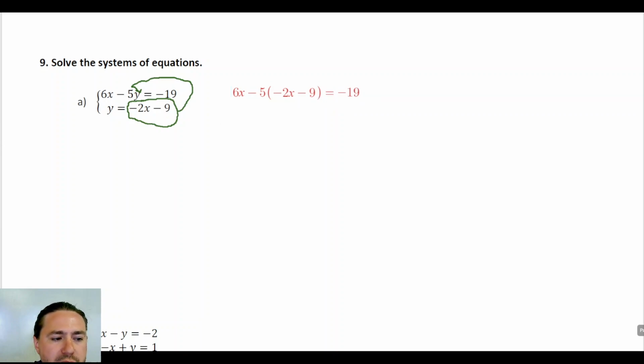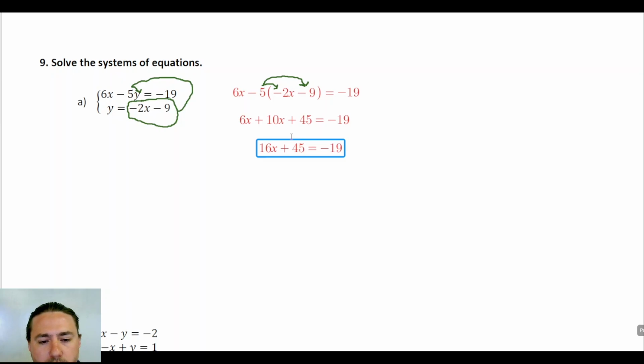And then from here, we'll use the distributive property. We'll distribute negative 5, and then we'll combine like terms and use our properties of equality to get our solution. So distributing the negative 5 gives us 6x plus 10x plus 45 equals negative 19. So combining the 10x and the 6x will give me 16x.